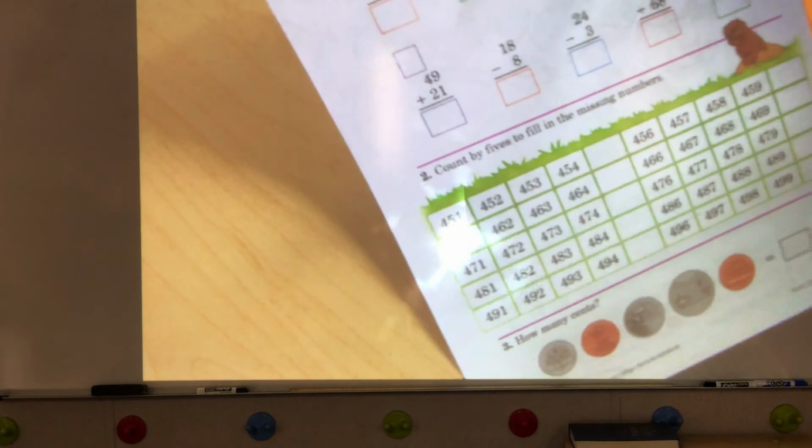Section 3 says how many cents? Our coins over here are not in order from greatest amount to the least amount. So you would have to count. You start with the greatest value, which is the quarter. Then you move on to the nickel. You move on to the dime. And then you move on to the nickel. And then to the pennies. Make sure you count. You can either draw the amount of coins on the top, and then you'll be able to count that way. Now let's take a look at page 296.